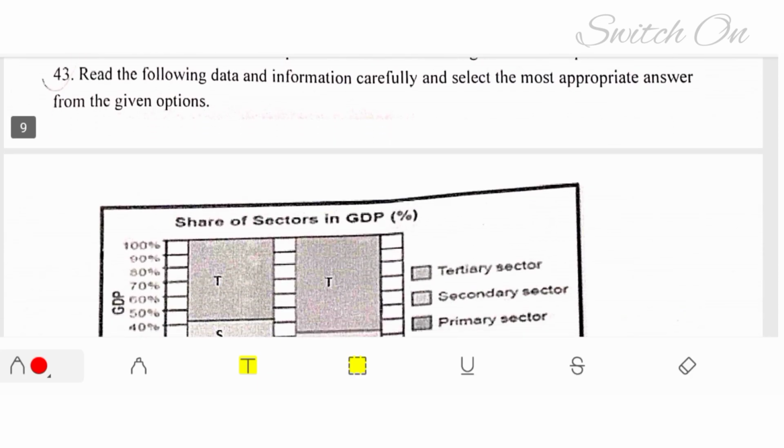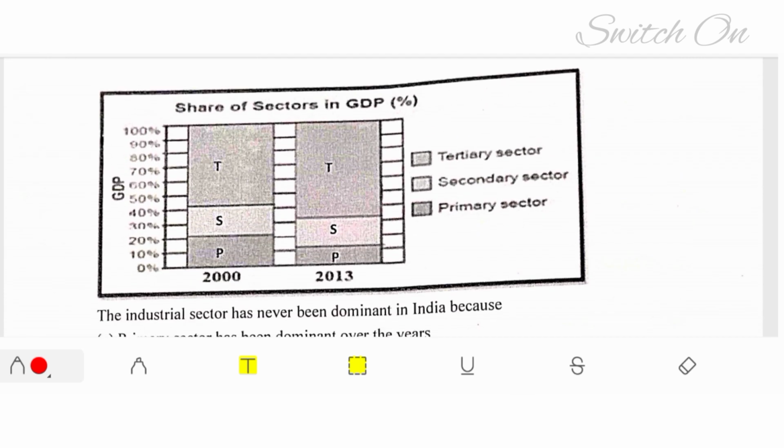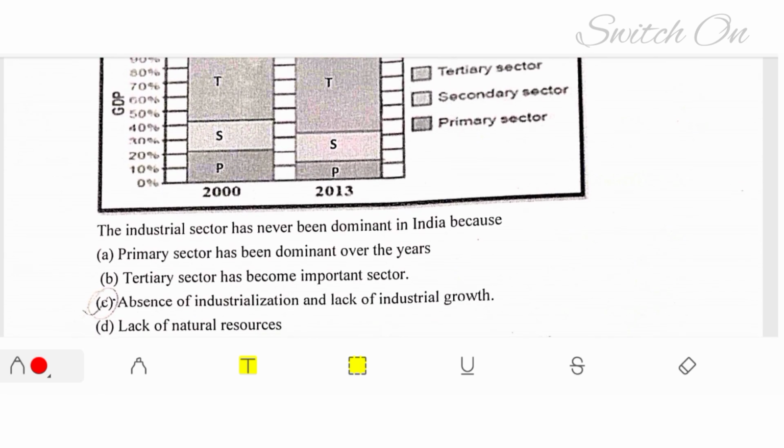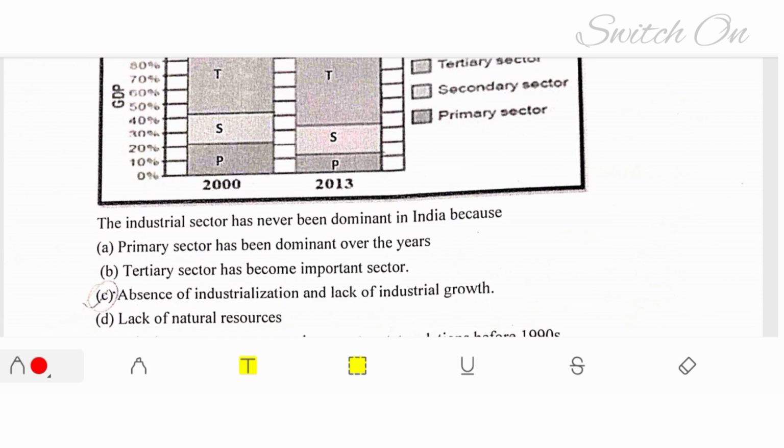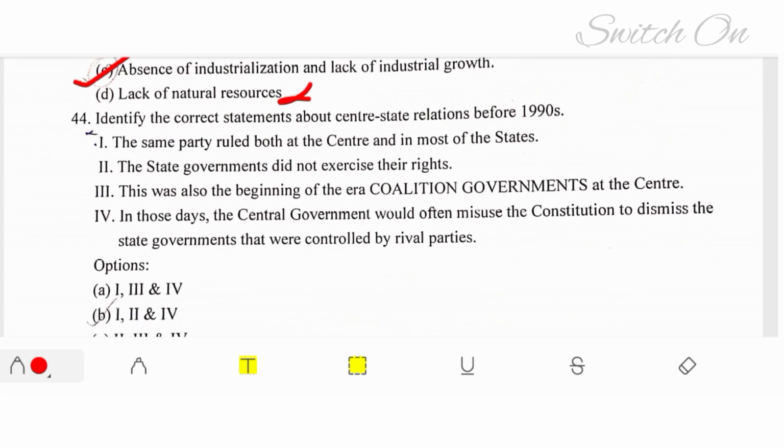Question number 43. Read the data and then answer the question. The industrial sector has never been dominant in India because primary sector has been dominant is false. Tertiary sector has become more important is false. Lack of natural resources is also false. So our answer is option C.